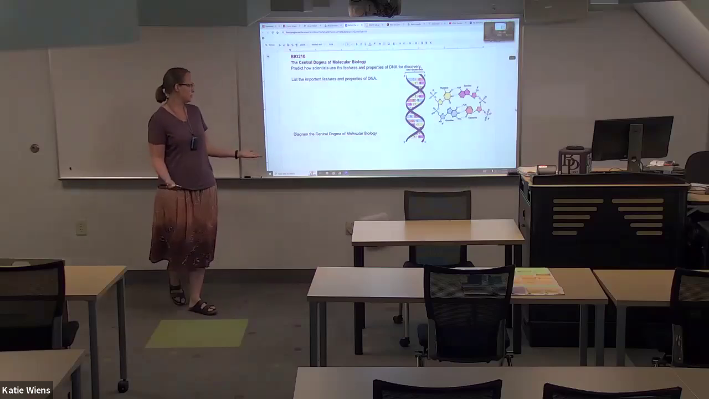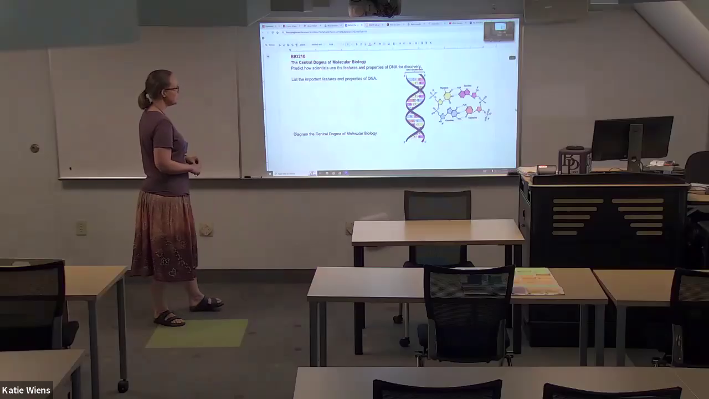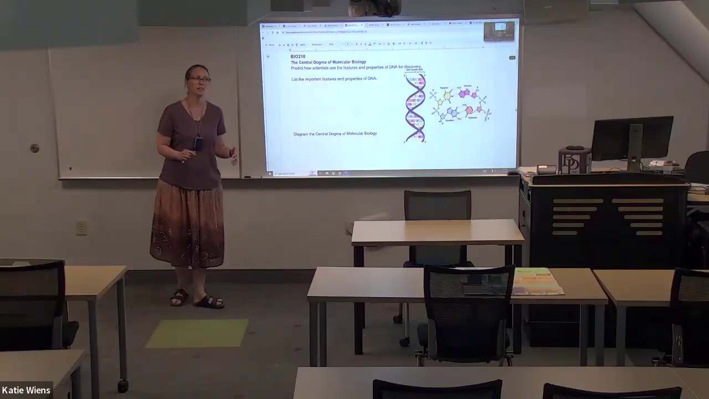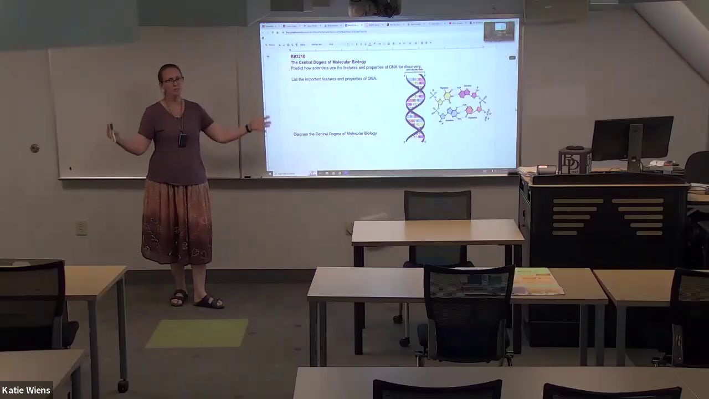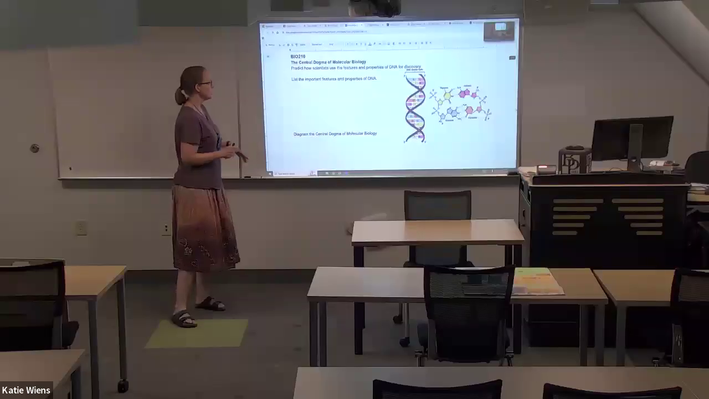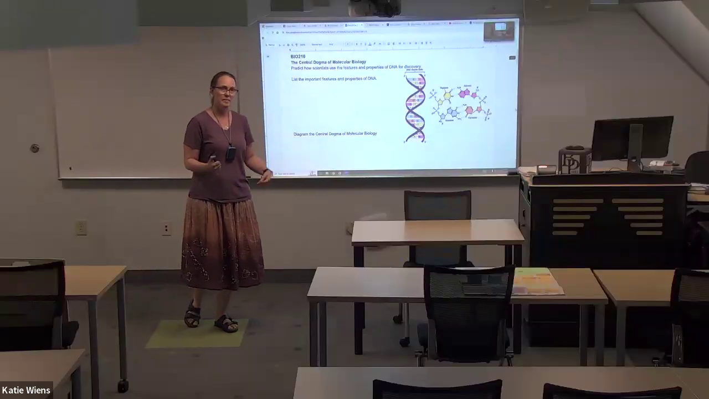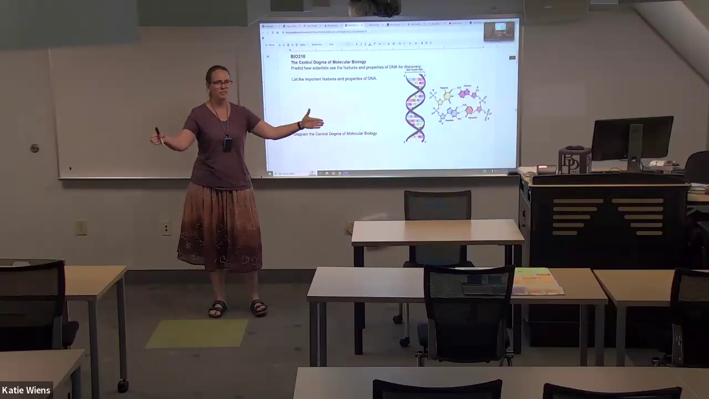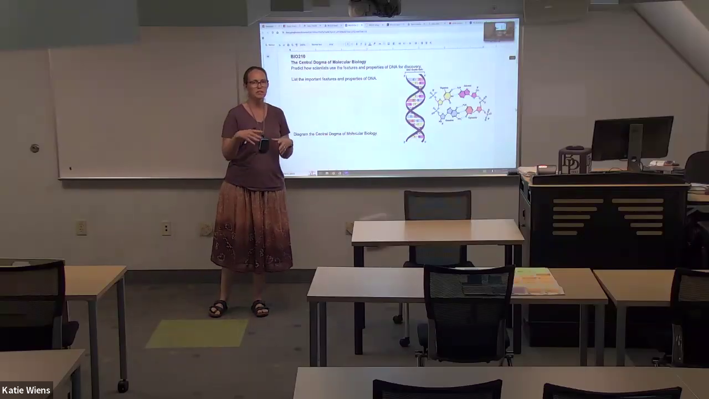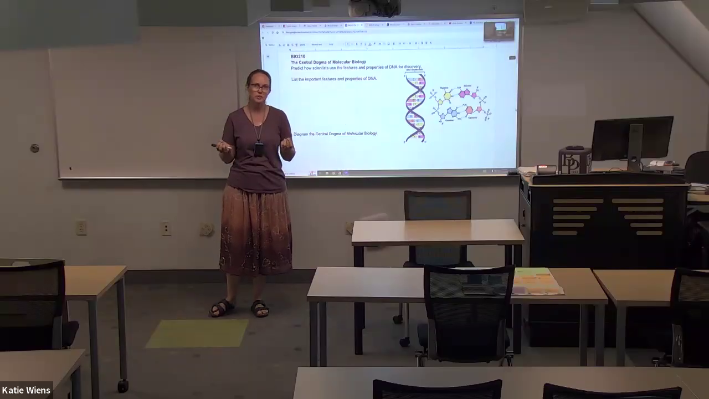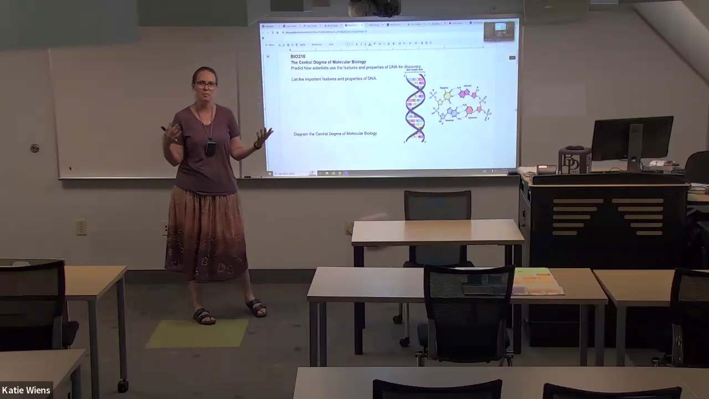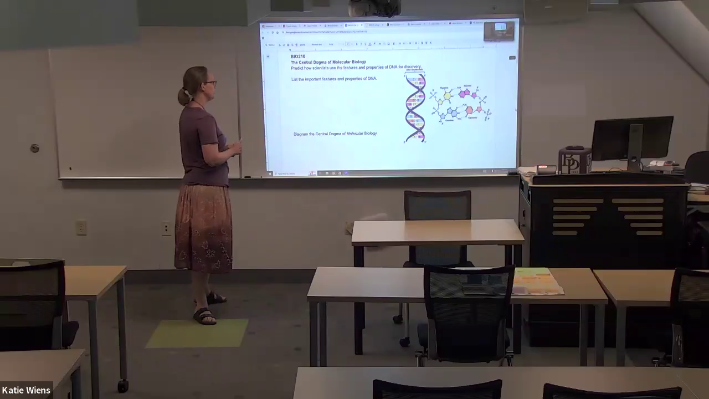So for chapter 2, we're going to look at the central dogma of molecular biology, and the bigger objective that I've designed for this one is to predict how scientists use the features and properties of DNA for discovery. So instead of just saying, these are the things that you need to know, it's how do we actually use those things that you need to know? So we're going to apply it a little bit for this chapter.